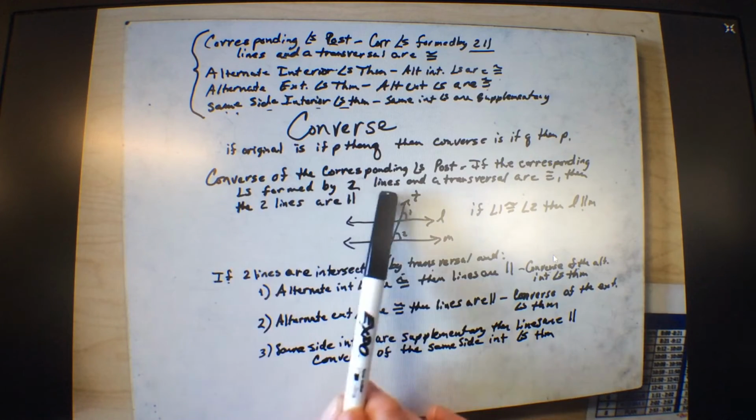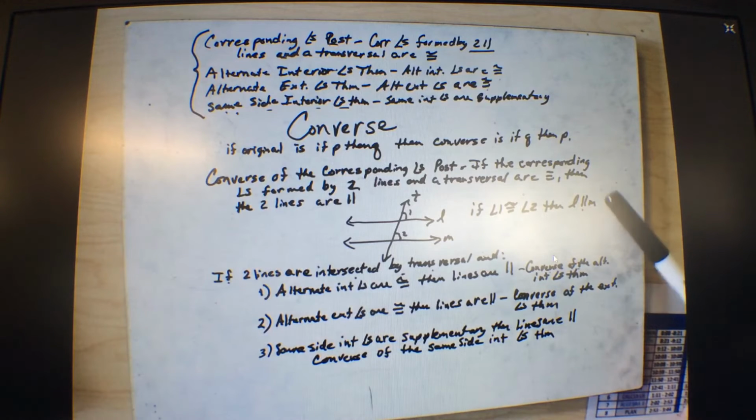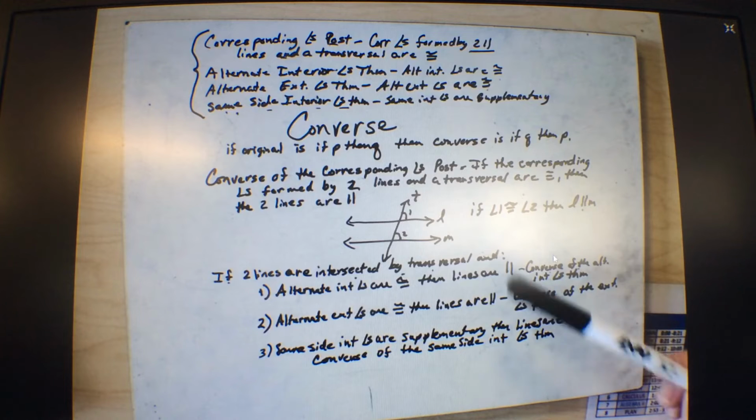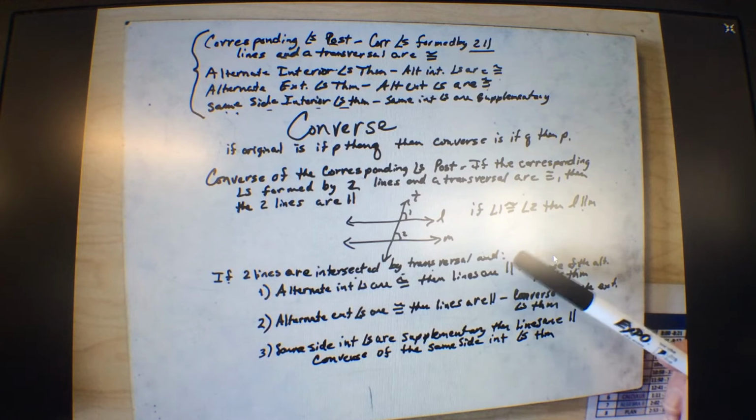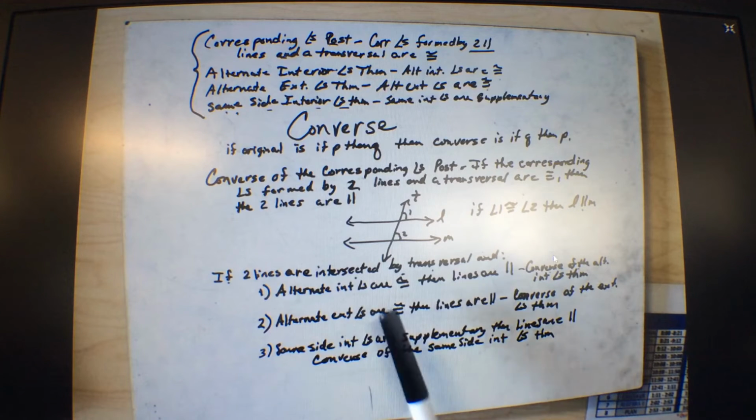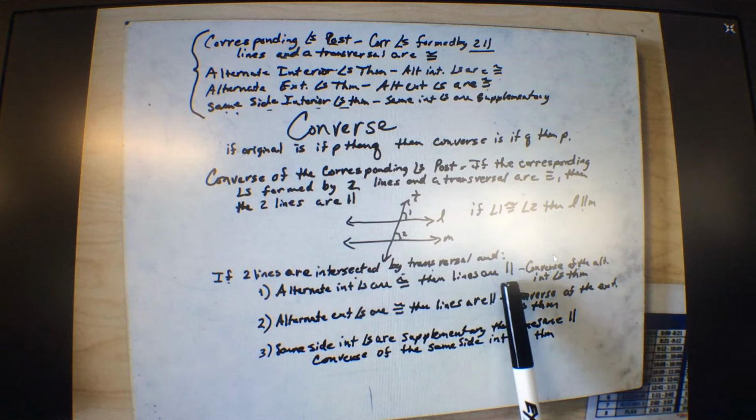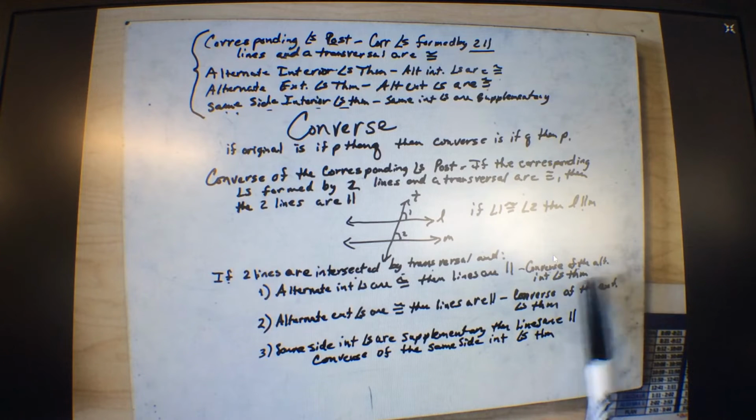And we have the converse of the corresponding angles postulate, which says if the corresponding angles formed by two lines and a transversal are congruent, then the two lines are parallel. Okay? And I showed you that one. Now the other ones also have converses. If two lines are intersected by a transversal and alternate interior angles are congruent, then the lines are parallel. This is called the converse of the alternate interior angles theorem.